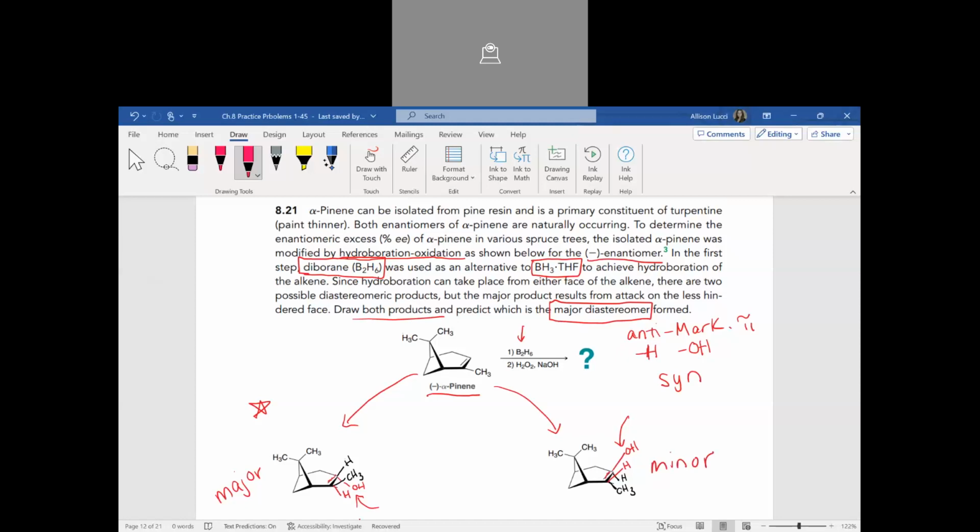So the larger group, the OH, right, that's adding, would add from the bottom here when there's this bulky group over here that causes that steric hindrance. So this would be our major product due to steric hindrance. And this would be our minor product over here, where this bulky group interacts when the OH adds. It causes just a lower percentage of that product.